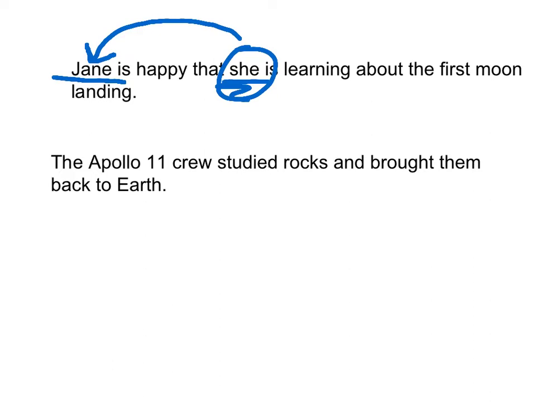Look at the second example. The Apollo 11 crew studied rocks and brought them back to Earth. What is the pronoun here? You've got an object pronoun, them. What is them referring to? What are the nouns in the sentence? It's Apollo 11 crew, rocks, Earth. Well, it's not Earth because it has to come before the pronoun. So we know it's not Earth. It could be Apollo 11 crew, or it could be rocks.